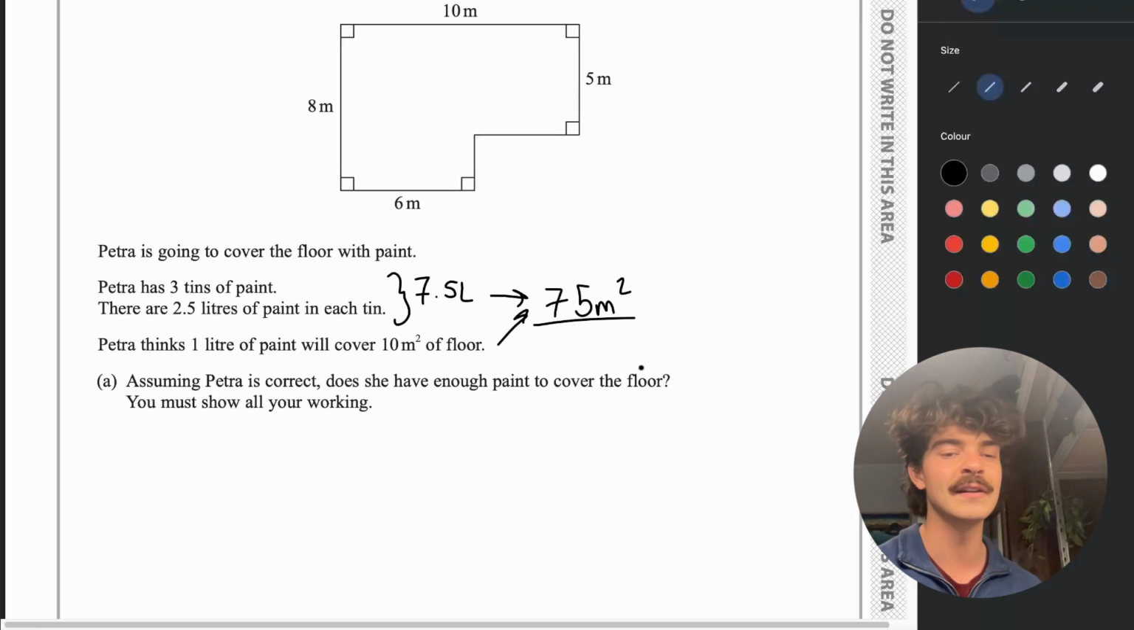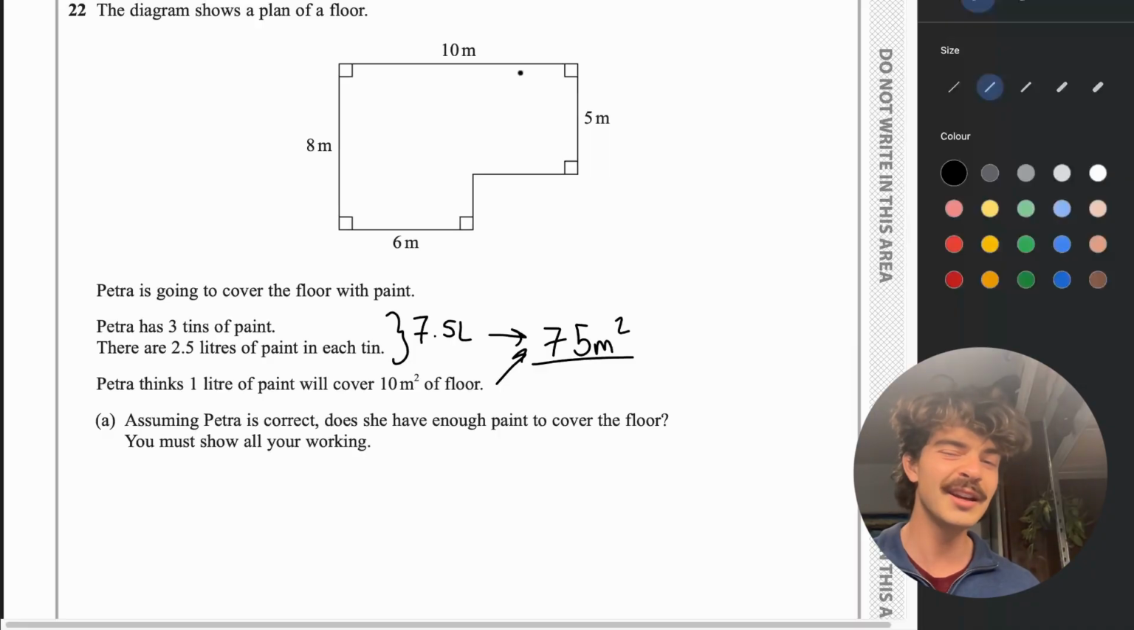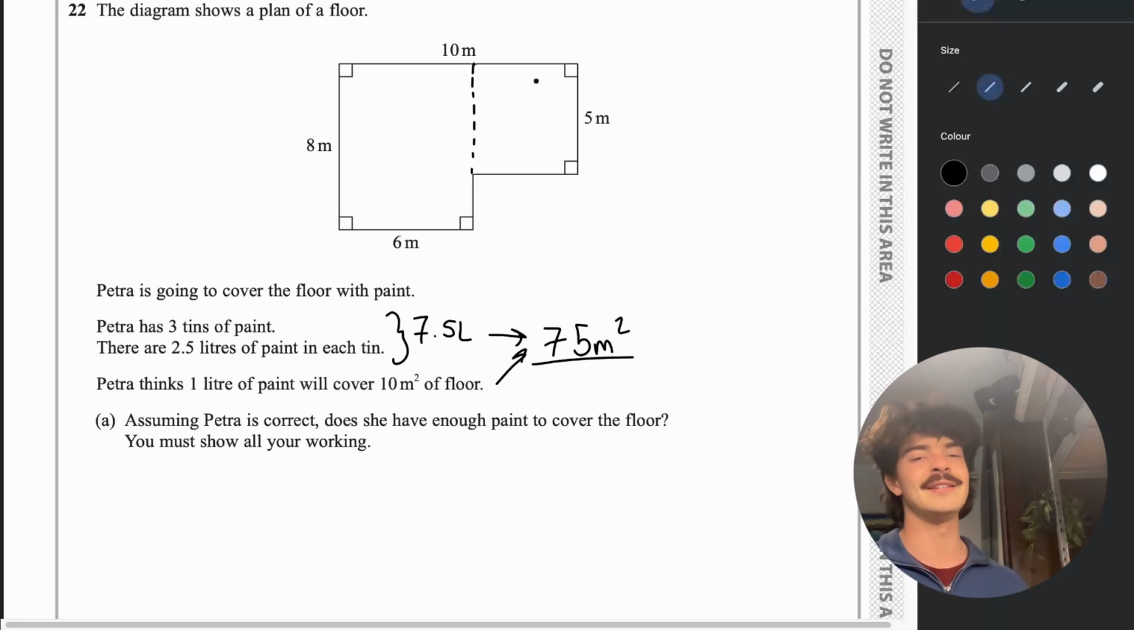Assuming Petra is correct, does she have enough paint to cover the floor? Amazing, right? So we know how much we can cover. It's now just our objective to figure out how big this space is. Having a look at it, there's a couple of different ways we could split it into shapes. I'm looking at this. This is nice. Seems nice, isn't it? So by doing that, we've now got two rectangles.